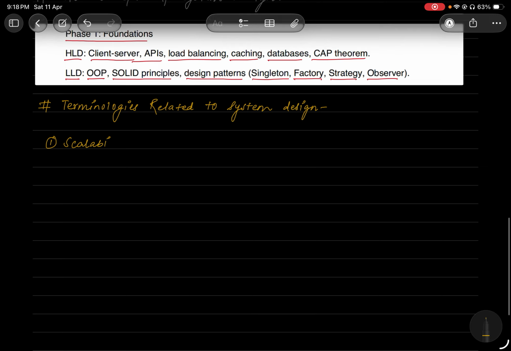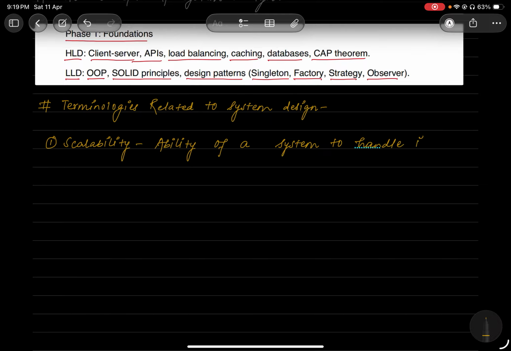scalability. ठीक है. So scalability क्या होता है? It's basically the ability of a system to handle increased load. Okay. Now, let's see an example, like let's say we are having Instagram.